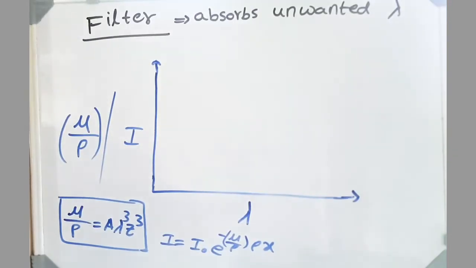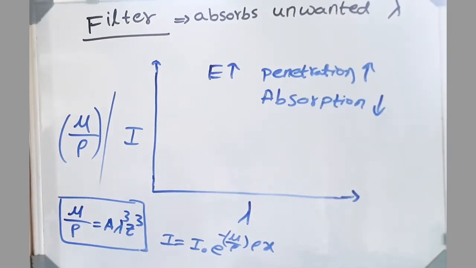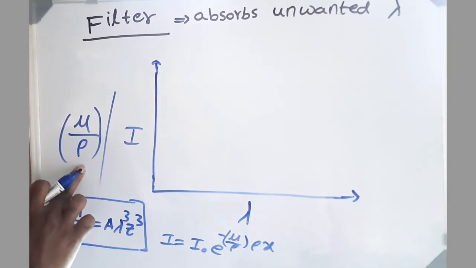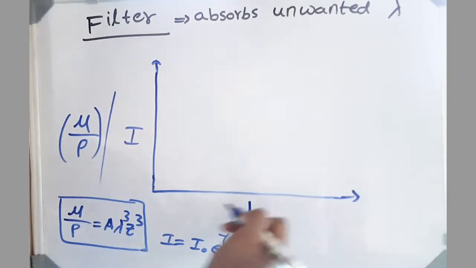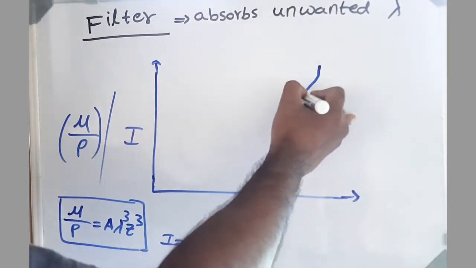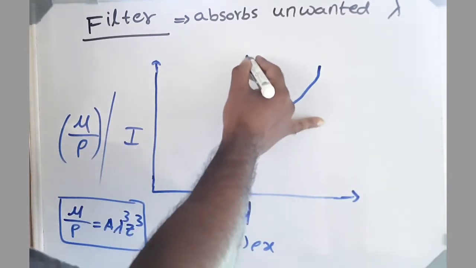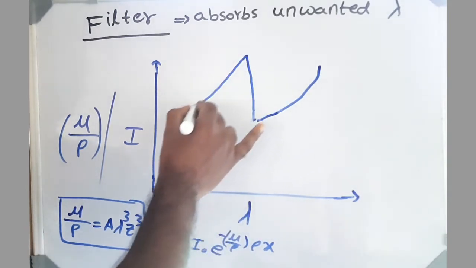The main purpose of a filter is to absorb the unwanted wavelengths. Friends, if a wavelength is extremely long, which means its energy is low, it gets easily absorbed. So with increasing energy, or decreasing wavelength, of an X-ray, the absorptivity decreases and penetration increases. So the higher the energy, the more the penetration and the less the absorption. If we plot the intensity that gets absorbed, or the mass absorption coefficient, with respect to lambda, then with decreasing lambda, which means increasing energy, the absorptivity gradually decreases, right? But at a certain energy, it suddenly increases, and after that it again falls.